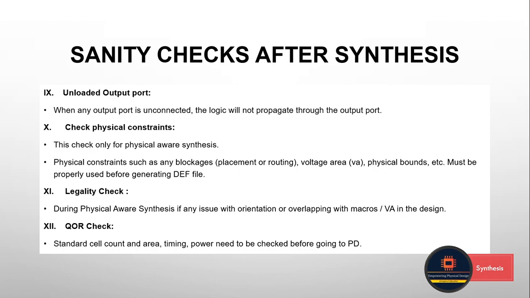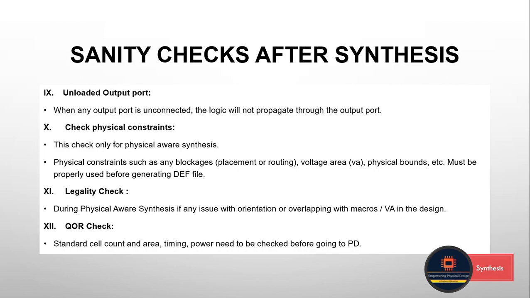Physical constraints mean placement blockages, routing blockages, all the voltage area creation, physical bounds, etc. All these things should be properly used. If we have proper placement and routing blockages where required, then we are going good. So the design will converge, otherwise we will see a lot of issues in the future. I have personally faced many issues with respect to this.